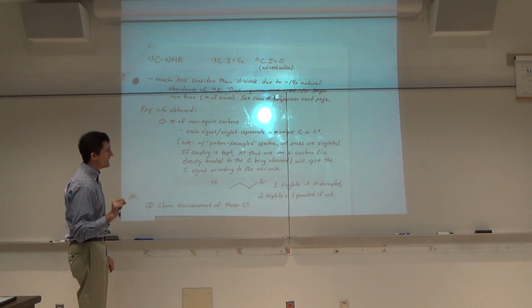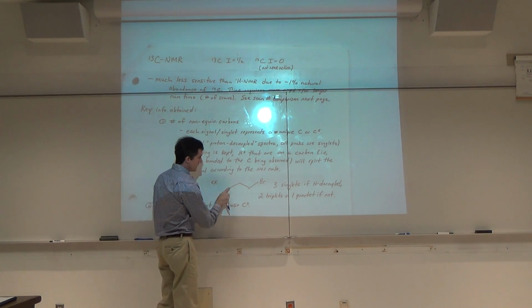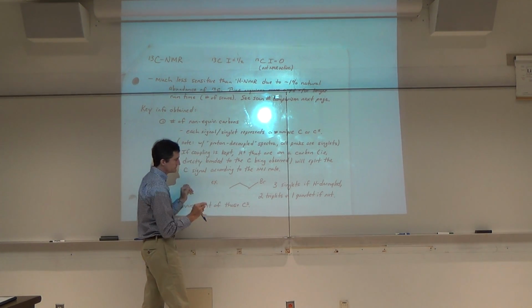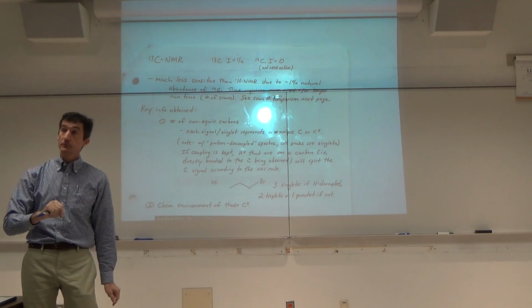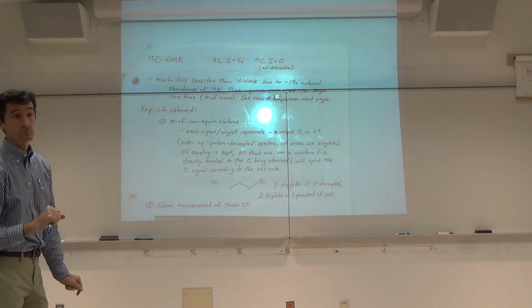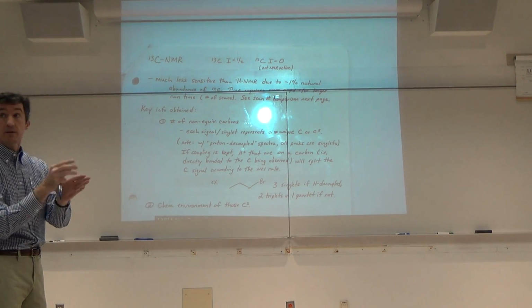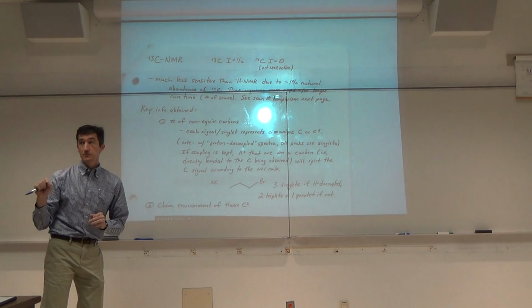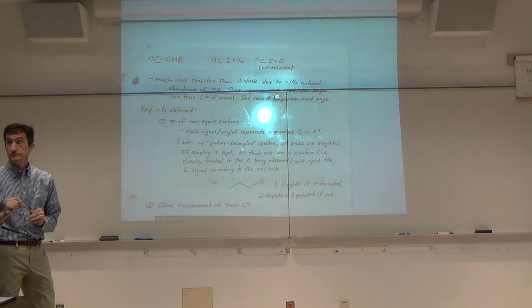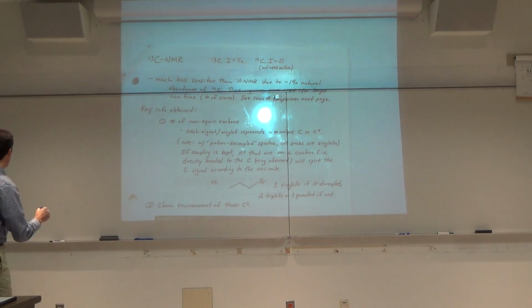If coupling is kept, you do get splitting. And in carbon NMR, it's the H's that split. Just like in proton NMR, the H is split. In carbon NMR, the H is split. And what splits is the nearest H's. That's the same as proton.